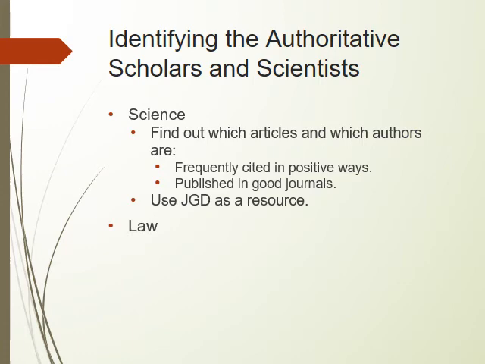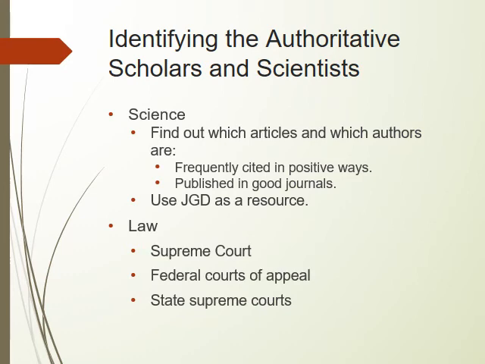In law, it's similar. You want to, of course, cite to the Supreme Court, federal courts of appeal, and state supreme courts as the appropriate authorities. But in terms of scholarship, you want to take the same approach as in science. Find out which articles and which authors are frequently cited in positive ways and published in good journals. Again, I can tell you which journals are good journals, but in law review, it's who you would think, the Harvard, Yale, and so on, right? But all those people who are writing there are people generally that the community has found authoritative, which is why they're in those journals.